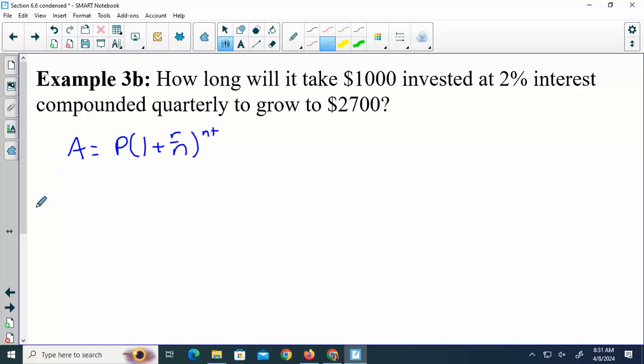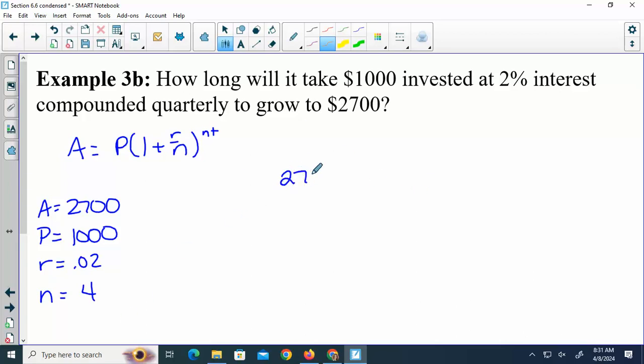What is my A? My A is ending amount, so it's 2,700. Your P is your beginning amount, so that's 1,000. Rate was 2%, so 0.02. What is N? Quarterly, 4. Yes, for how many times a year we compound. And we are looking for T.